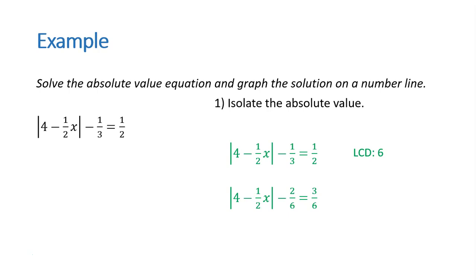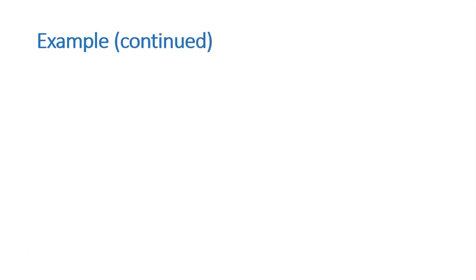Now that our fractions have the same denominator, we can add the 2/6 to both sides. We combine their numerators, and then we have 5/6 on the right-hand side of the equation. So our absolute value is isolated. We're in a good position to continue. So we peeled off the wrapping paper. Now we need to open the box. So here's our equation. Absolute value of 4 minus 1/2 x is equal to 5/6.